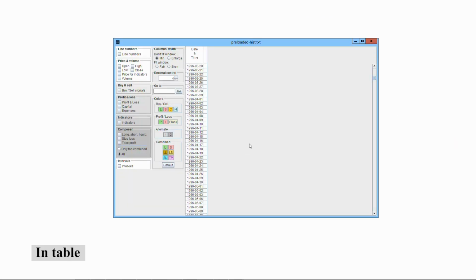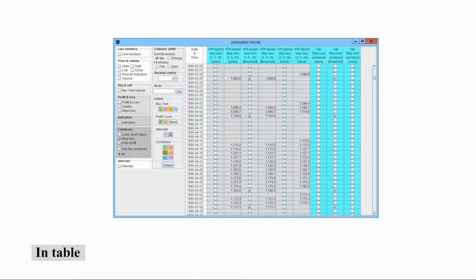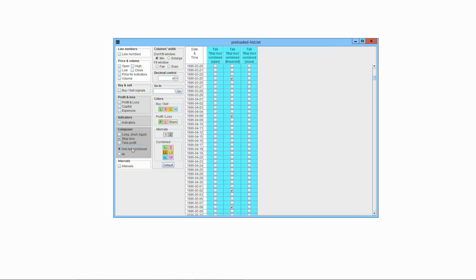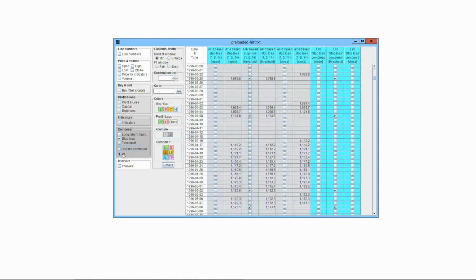If you want to watch the stop-loss algorithms in the table, you must select the stop-loss checkbox in the Composer pane. In the same pane, if you select the Only Tab Combine radio button, only the logical combination of the whole stop-loss tab, not only of the two stop-loss algorithms, is shown. If on the contrary you select the All radio button, even the single stop-loss algorithms are shown. Being defined intradaily, the table reports the data for the three instants in time: open, threshold, close.